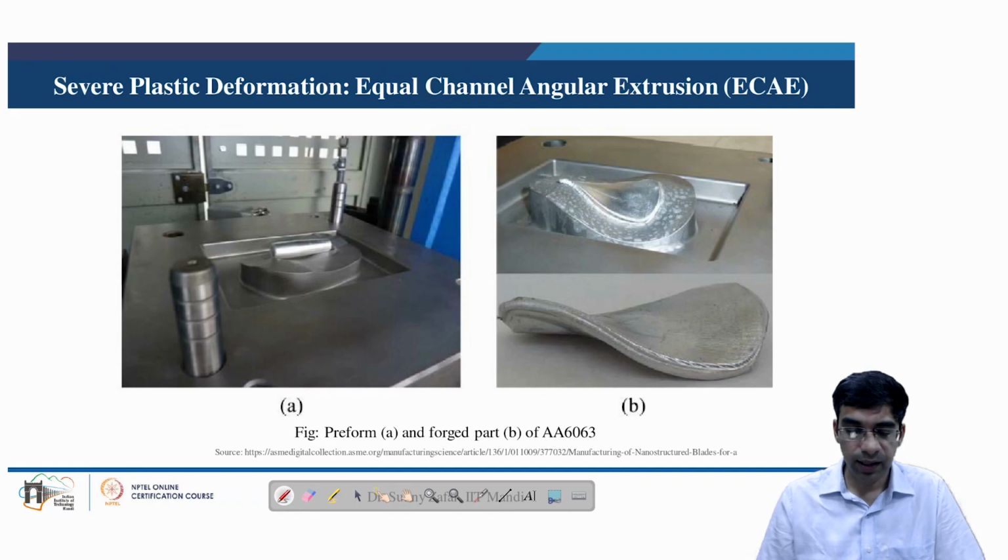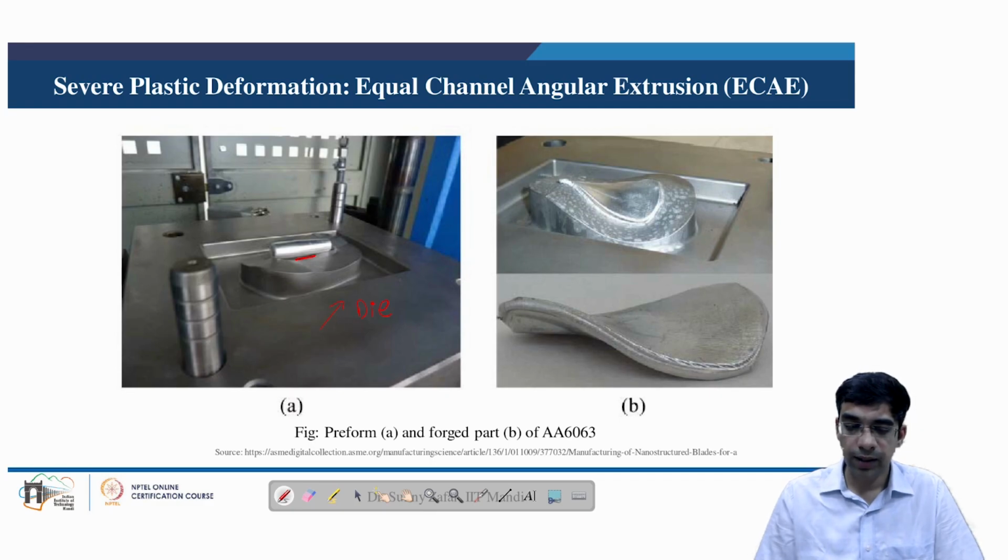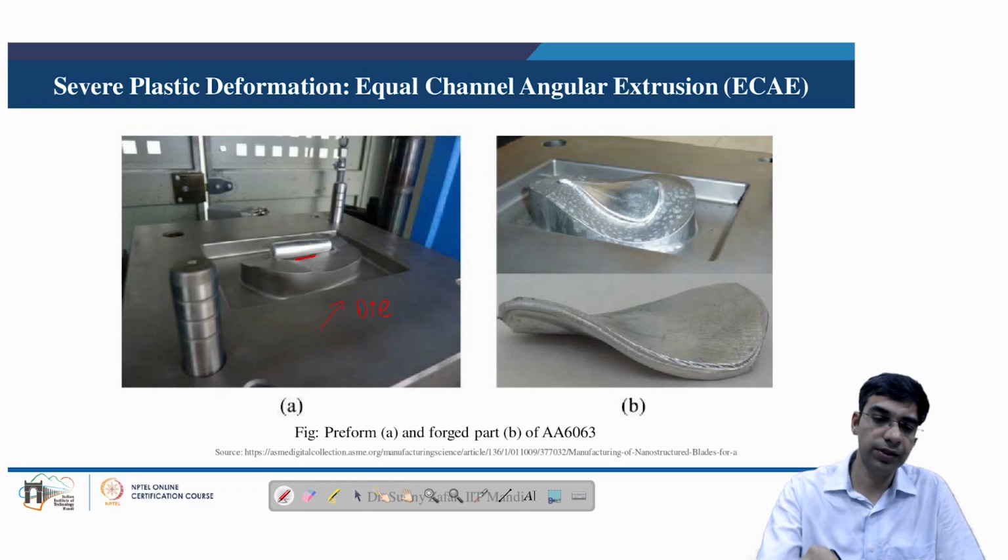So here we can see how the preform is being used in the severe plastic deformation in the die. Here the workpiece is placed and this is the die, and on the right hand side we can see after the severe plastic deformation is conducted, the workpiece takes the shape of the die and is subsequently removed, because of which we can get this type of complex shaped products using severe plastic deformation processes.